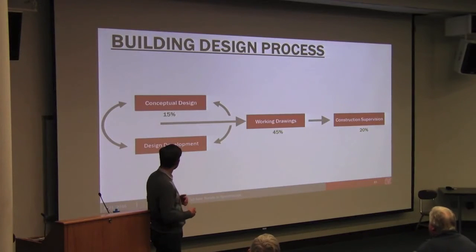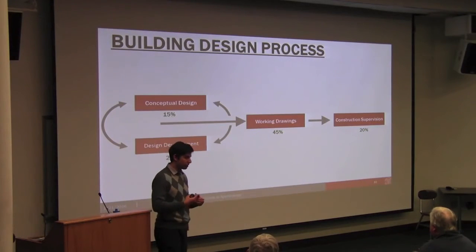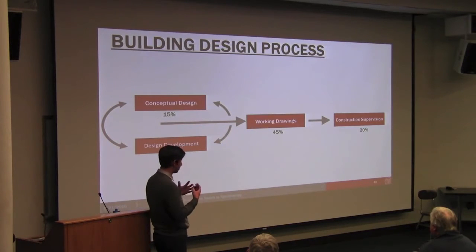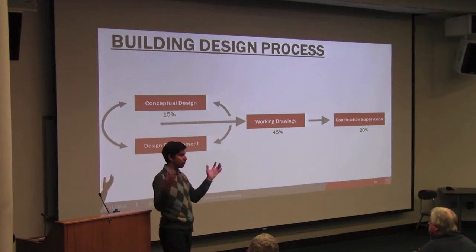So when we have this design process, an architect will sit down. Now we're all engineers, and we have our design process. When an architect sits down, they have this idea of a conceptual design. They're going to go through a form and space.